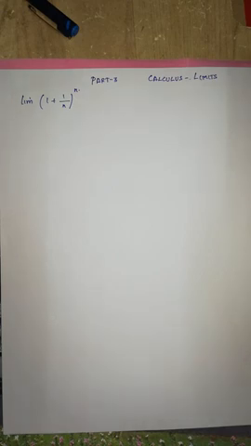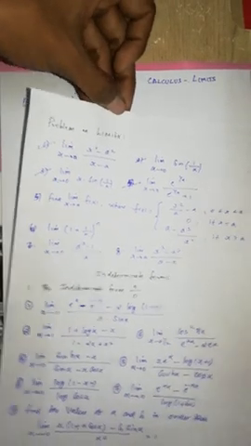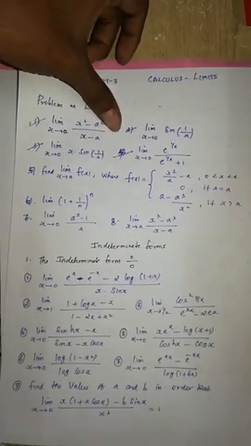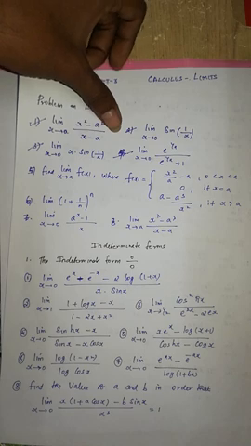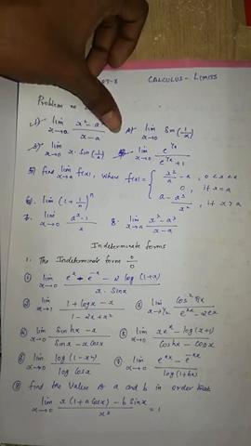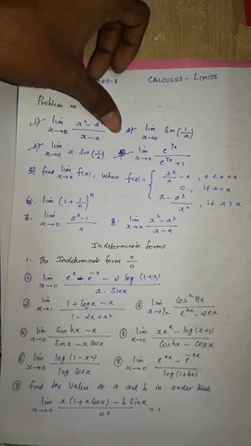So we are in the process of solving the problems based on limits. We have solved the first 5 problems, and then we'll move on to the 6th problem, which is we need to find the limit of (1 plus 1 by n) whole power n. This is a very important limit. So we need to find the limit of (1 plus 1 by n) whole power n.